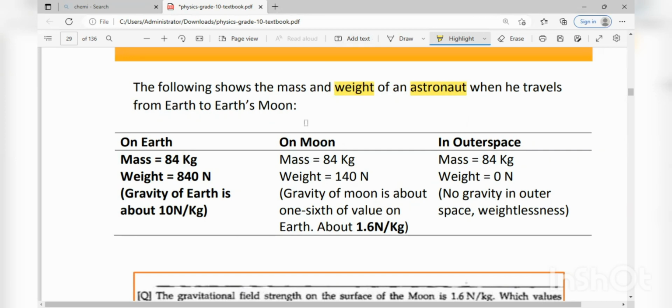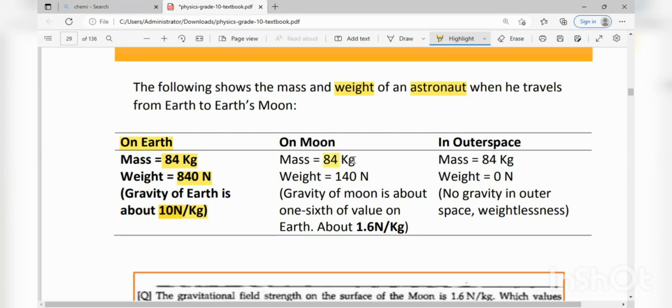Now on Earth, this man has 84 kg. The mass of this man when he's on Earth is 84 kg. When he's on Earth, his weight is 840 newtons. How do we find this 840 newtons? We need to know that the gravity of Earth is about 10 newtons per kg.